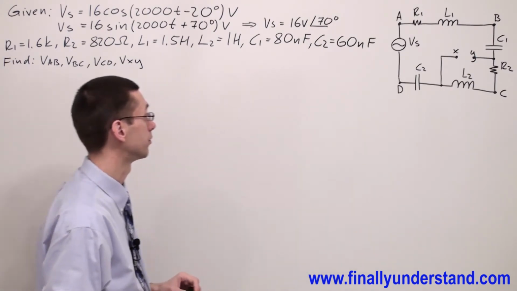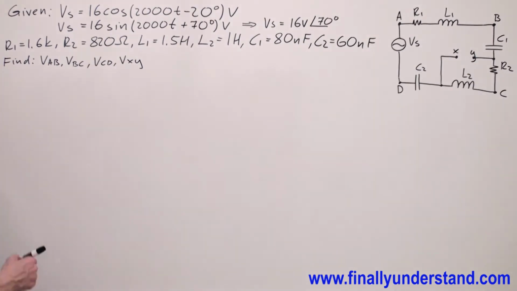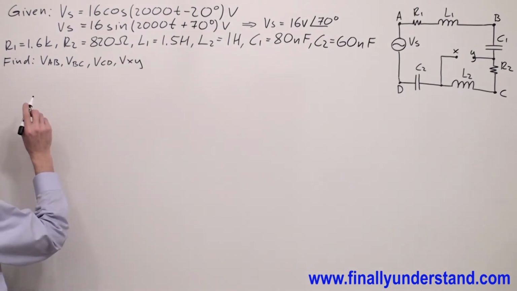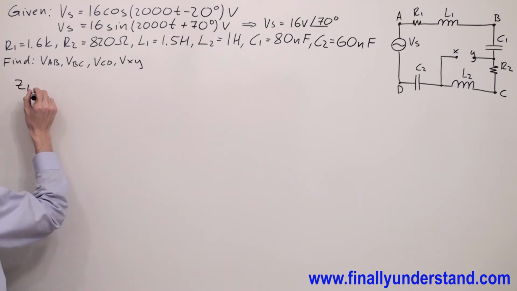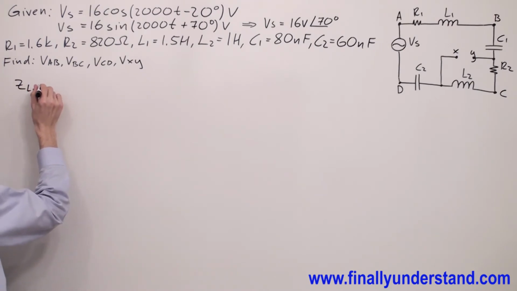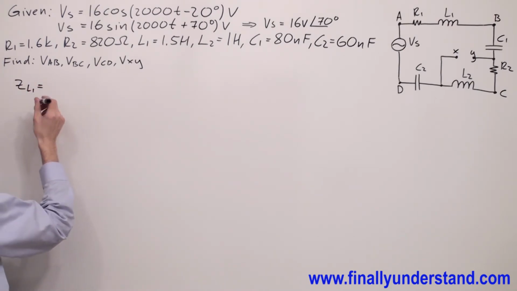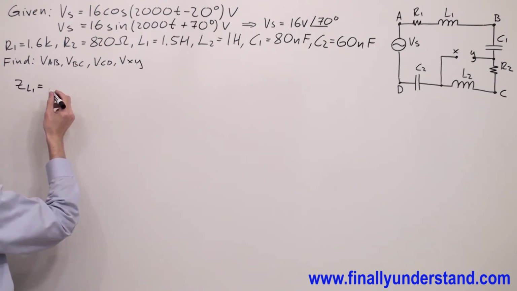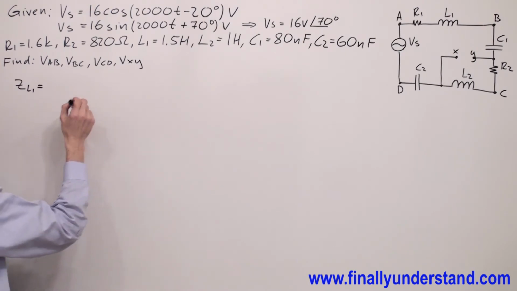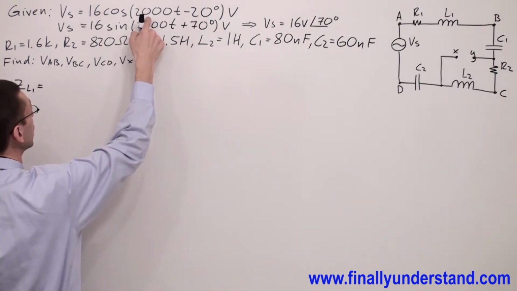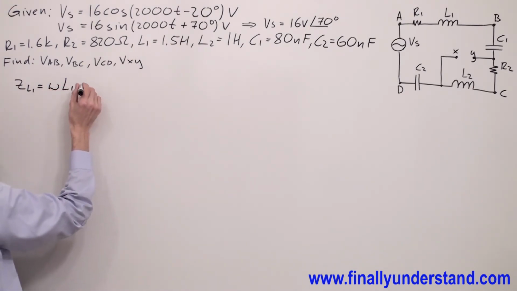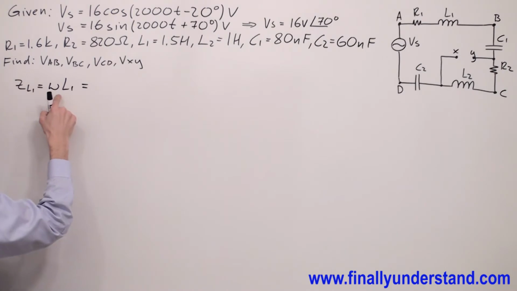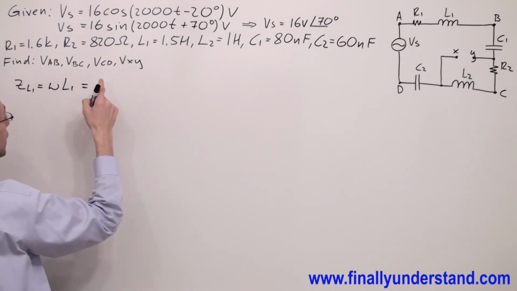In other words, we're supposed to find the reactive impedances, right? We have capacitive reactance and we have inductive reactance. I'm going to start from ZL. So impedance of the inductor ZL1 is calculated by multiplying omega times L1. Why omega? Because omega is given. This is my omega. So I can say omega L1 is equal my ZL1, where omega is equal to 2000.